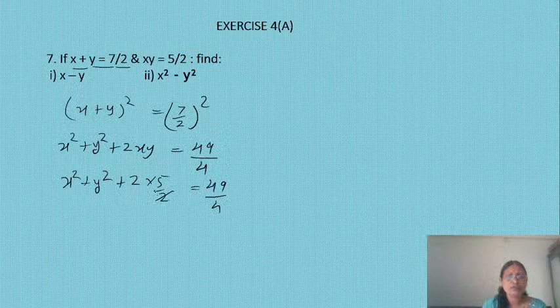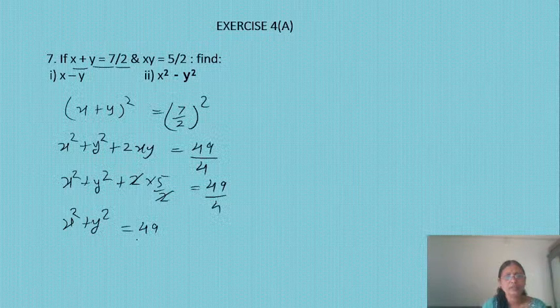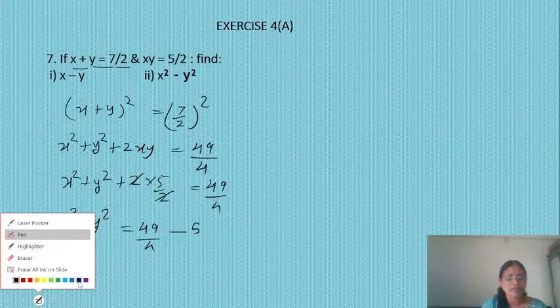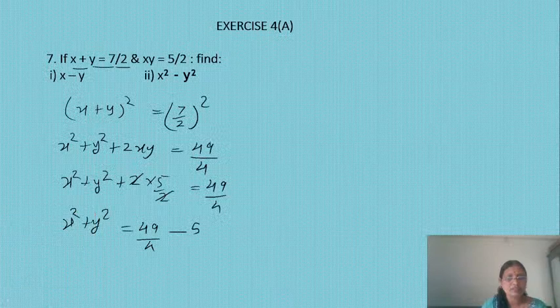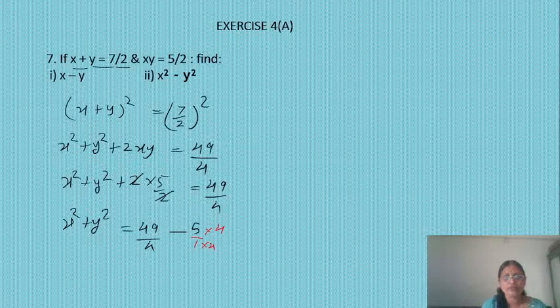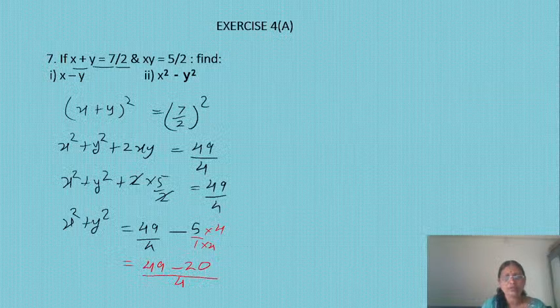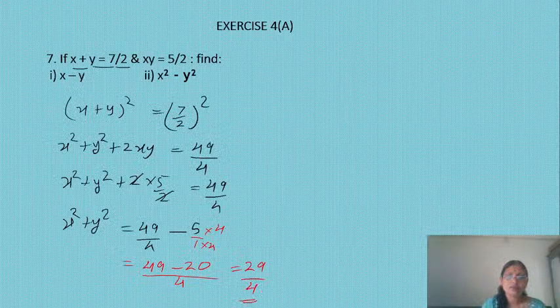So this 2 and 2 got cancelled. This 5 will be going here. You'll have to subtract. So x square plus y square is equal to 49 upon 4 minus 5. Now we have already learned how to add and subtract fractions, correct? So 5 upon 1, we'll have to multiply by 4 here, multiply by 4 here. So this is 49 minus 5 fours are 20 upon 4. So 49 minus 20, which is 29 by 4, is the value of x square plus y square.